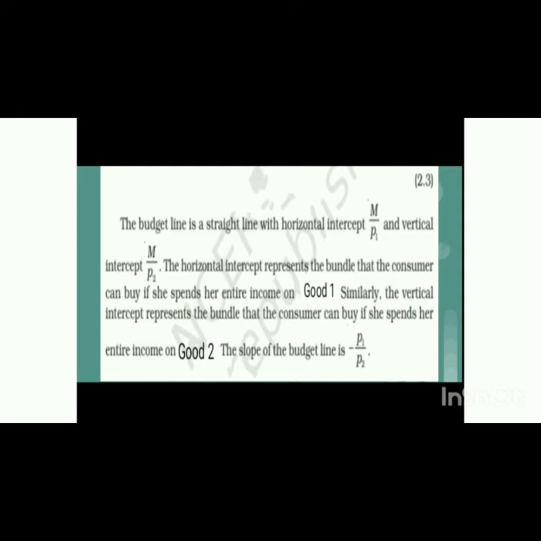M by P1 is the horizontal intercept, M by P2 is the vertical intercept. The point where the budget line touches the x-axis represents the horizontal intercept. The point where the budget line touches the y-axis is known as the vertical intercept.